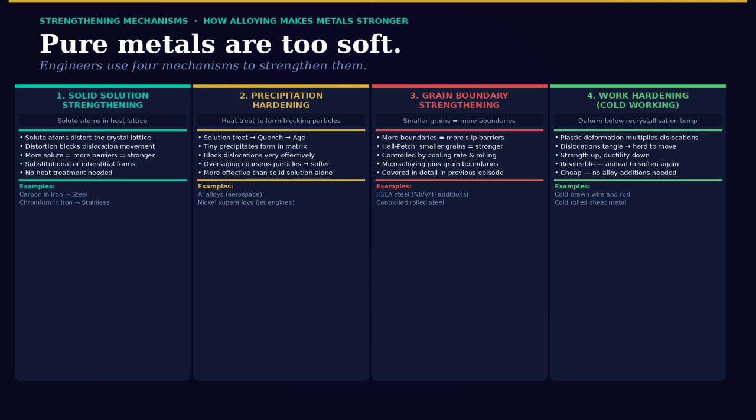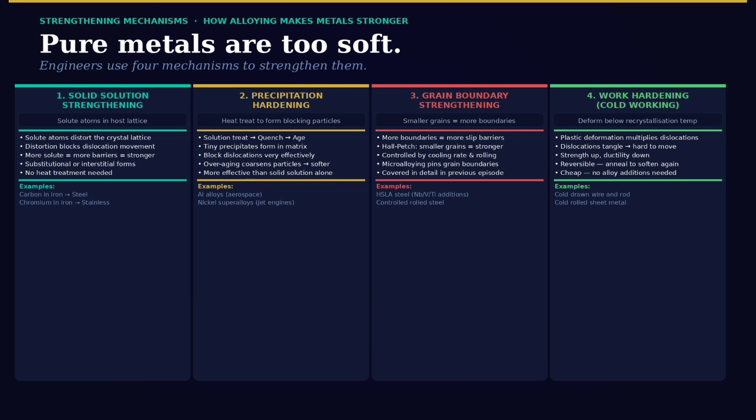Second, precipitation hardening. Through a heat treatment sequence, solution treating, quenching, and aging, tiny second-phase particles form inside the matrix. These particles are far more effective at blocking dislocations than individual solute atoms.